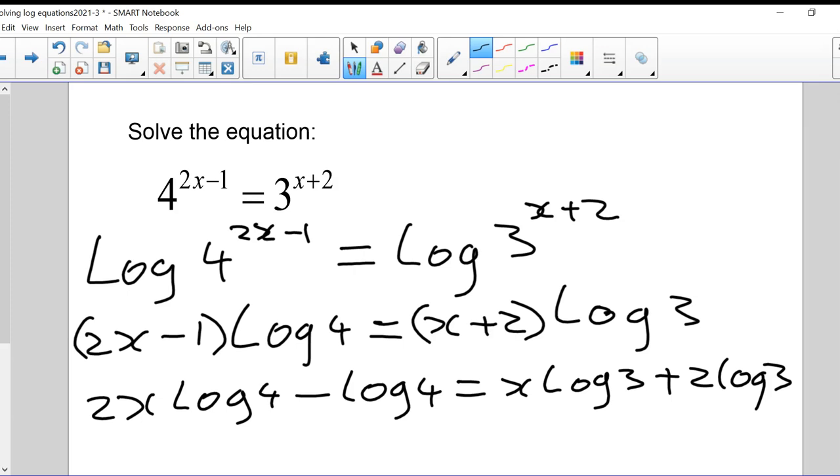I also want to make sure everybody's following me on this because I haven't seen any reaction from the room yet. Let me put some lines there to help you out. This times this, and this times that. This times this, and that times that. Does everybody see what I'm doing here now? I'm just distributing the log 4 into the bracket and the log 3 into the bracket.